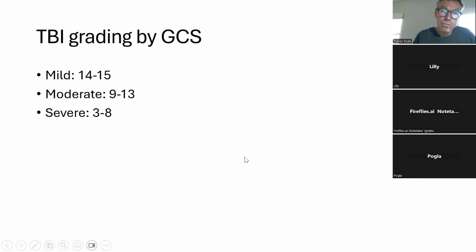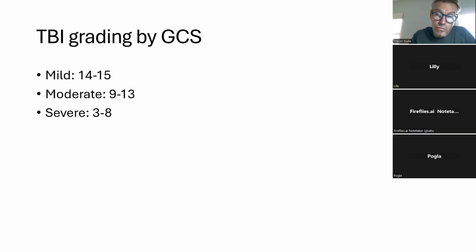If a child's got a Glasgow Coma Score of 14 or 15, they've got a mild head injury. It doesn't mean that they don't have any reason for monitoring or to stay in hospital and be carefully monitored. It just means that they've got, generally speaking, a mild head injury. It could be a concussion or it could be a mild head injury. They can still develop complications, but they've generally got a mild head injury.